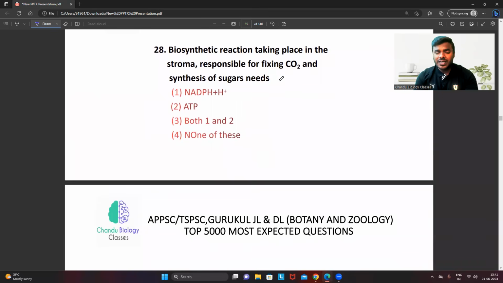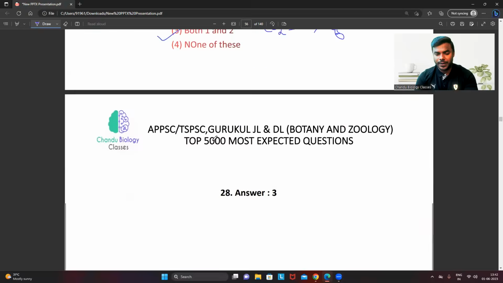Now, biosynthetic reactions taking place in the stroma. So you have to remember, friends, in the stroma, dark reactions are taking place, responsible for fixing carbon dioxide and synthesis of sugars. What do you mean by that? They're asking, if the plant wants to reduce carbon into glucose, what does it require? It requires energy, is it or not? So what is that energy? One is ATP. Another one is NADPH. Energy equivalent, reducing equivalent. Both are required. Hence the correct answer is option 3.